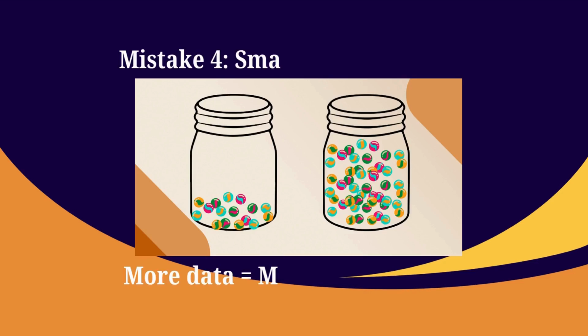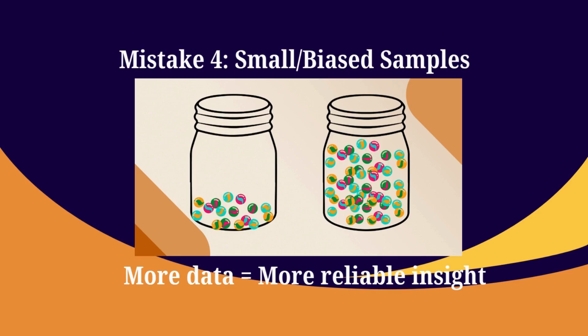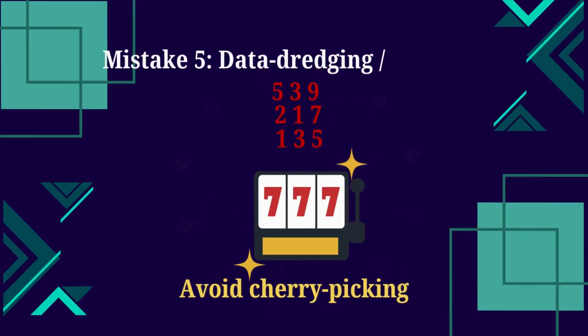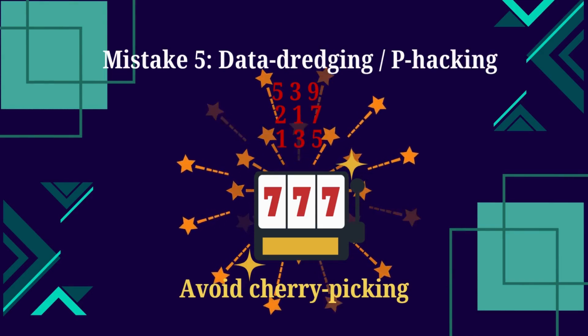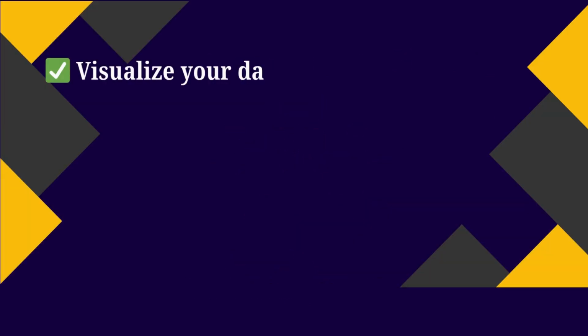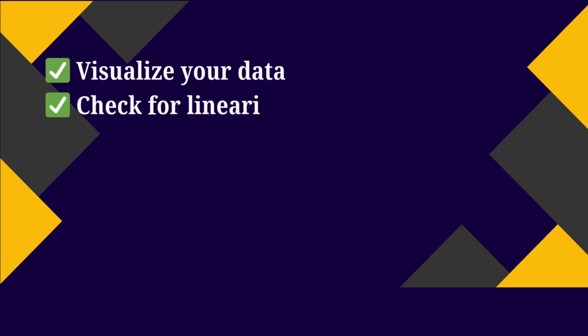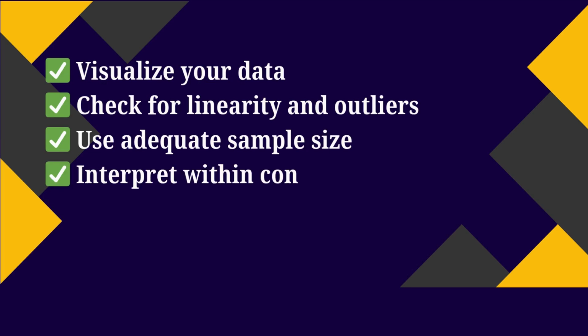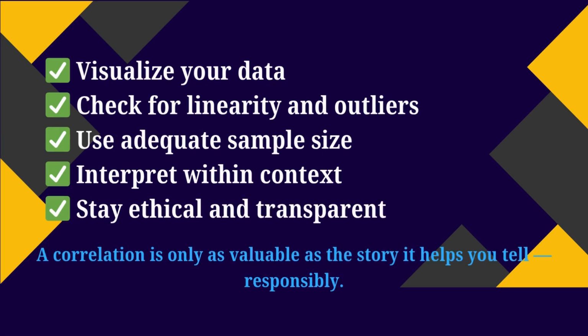Mistake 4: using small or biased samples. With limited data, correlation results can be unreliable. Larger, representative samples lead to more robust insight. Mistake 5: data dredging or p hacking, running multiple tests until a strong correlation appears. That inflates false positives. To avoid these pitfalls, visualize your data first. Check for linearity and outliers. Consider sample size and always interpret correlation in the context of real world meaning. Doing so ensures your analysis is not only statistically sound but also relevant, ethical, and insightful.